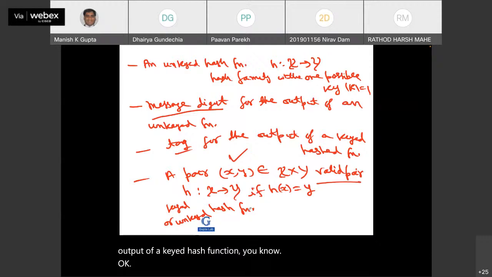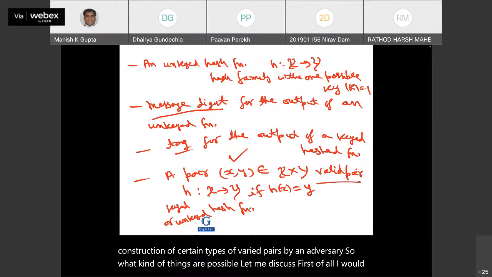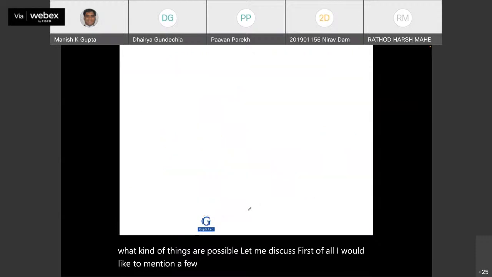Okay. So now we are going to discuss methods to prevent the construction of certain types of valid pairs by an adversary. So what kind of things are possible? Let me discuss. First of all, I would like to mention a few notations briefly.